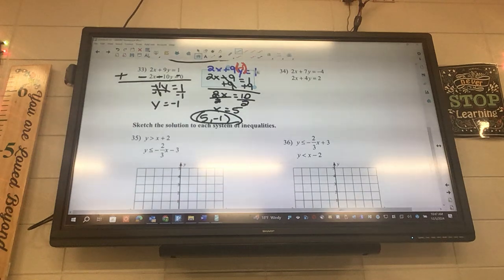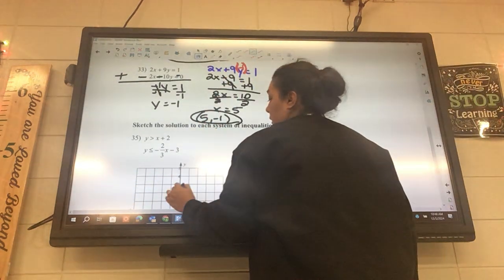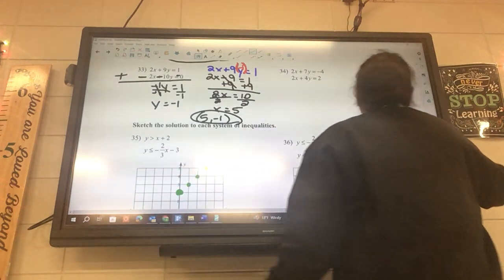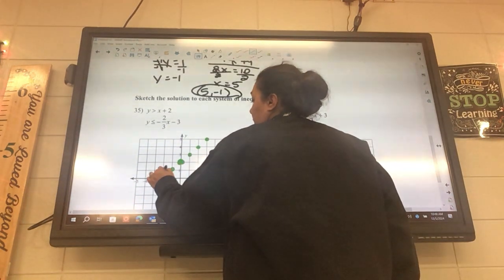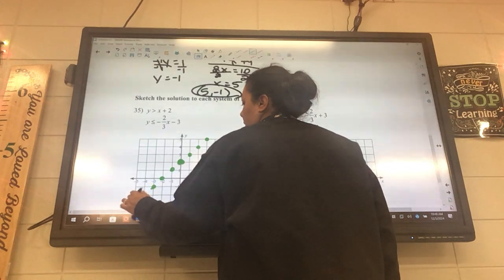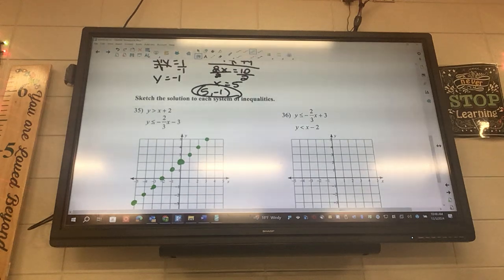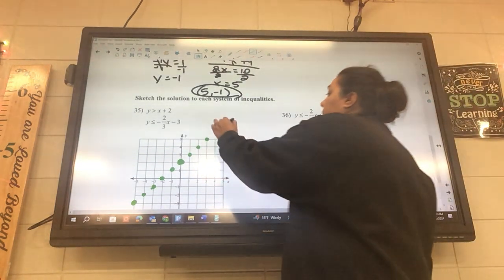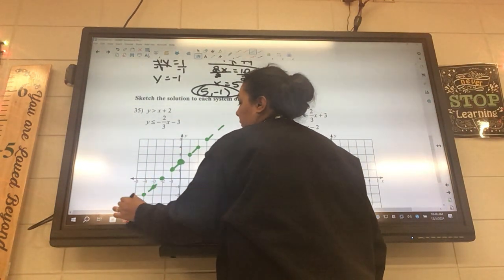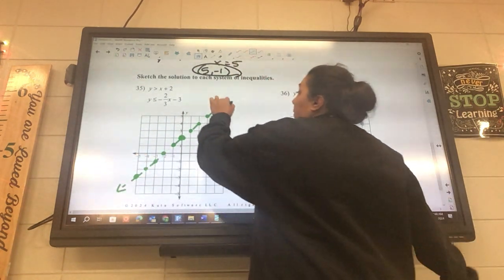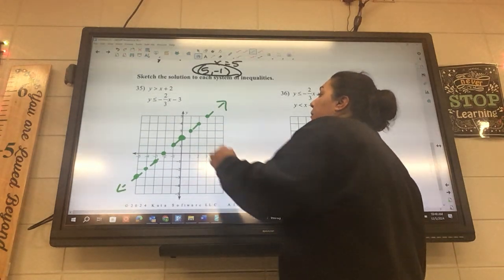Okay, last one, 35. Where does line 1 start out at? Positive 2. And it has a slope of 1. Is it going to be solid or dotted? Dotted line. Are we going to shade above or below? Above.